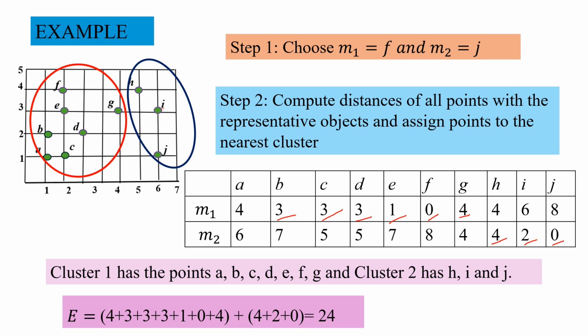Error for the first cluster is basically the sum of the distances from the medoid, and error for the second cluster is again the distances from the medoid, so the total is 24. So in the first initial step, choosing the seeds arbitrarily, m1 equal to f and m2 equal to j, we see that we get two clusters, one with 7 points, one with 3 points, and the error is 24.